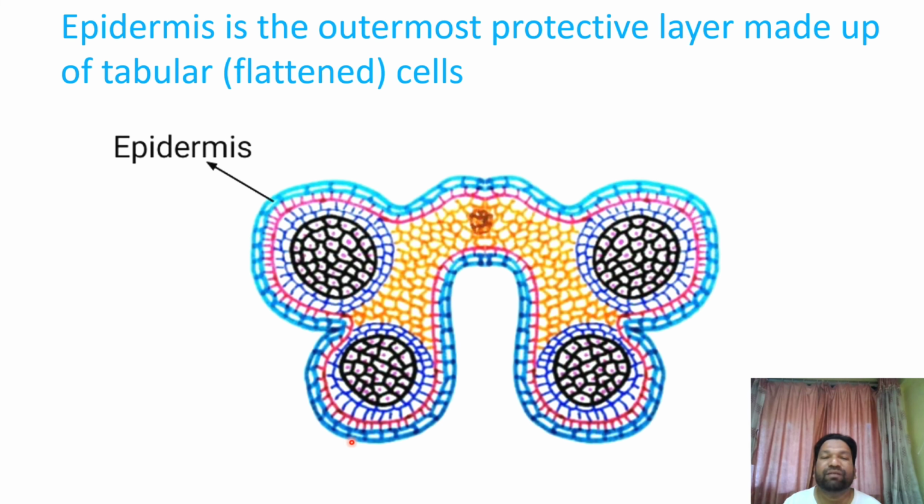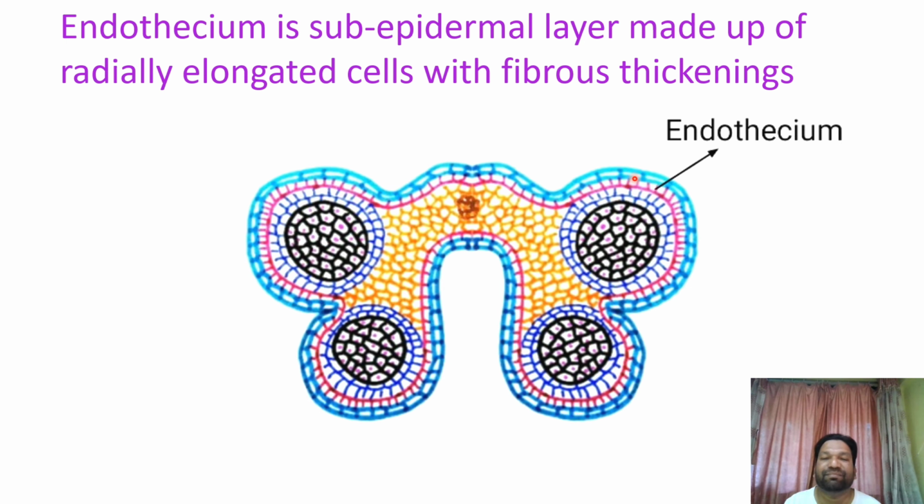Epidermis is the outermost protective layer made up of tabular flattened cells. So this is the epidermis. Endothecium, the second layer, again a single layer. It is a subepidermal layer made up of radially elongated cells with fibrous thickening. So the outer one is epidermis, which is followed by endothecium.